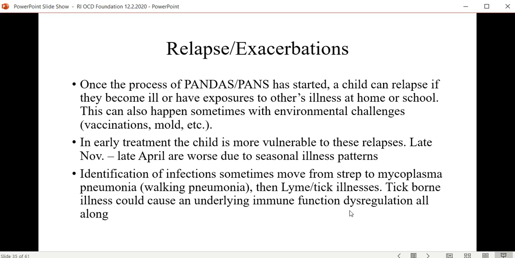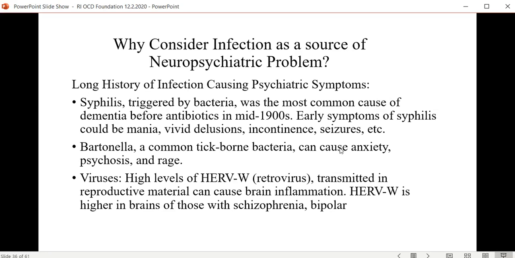So we really comb through medical records. We ask parents about this. They sometimes remember, sometimes they don't. Sometimes they remember later that, in fact, there was a tick bite, because so many of us have them now. There's a long-standing history of neuropsychiatric issues coming from infection.